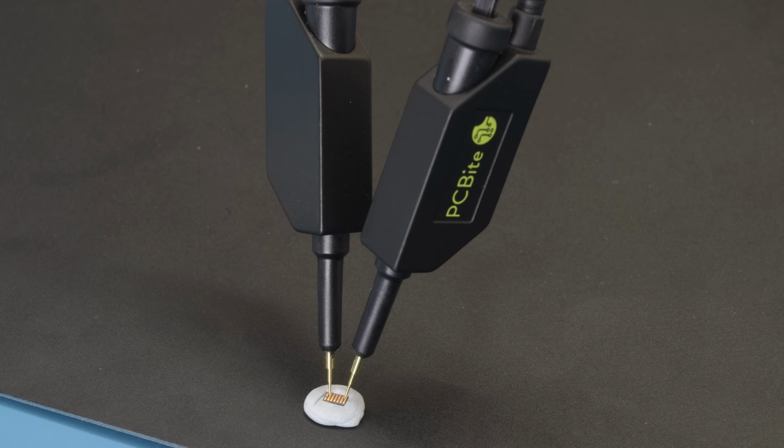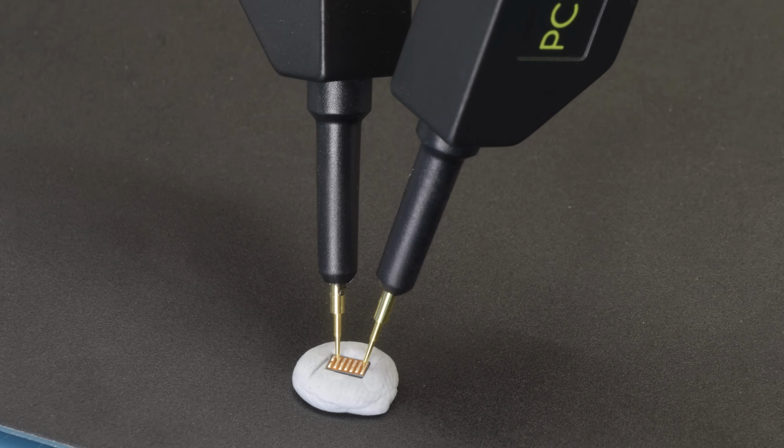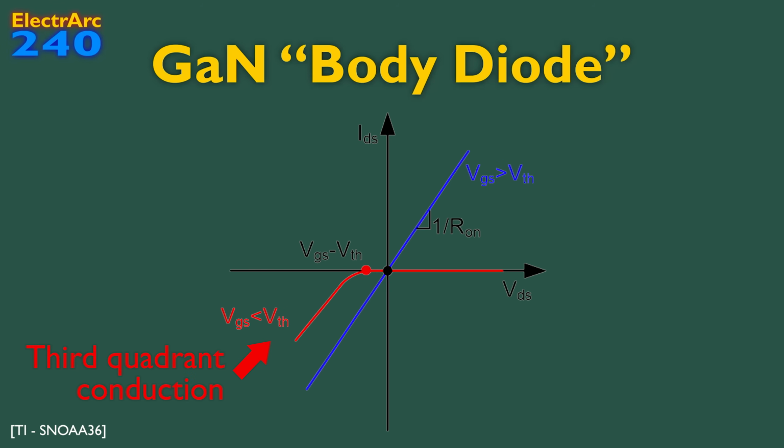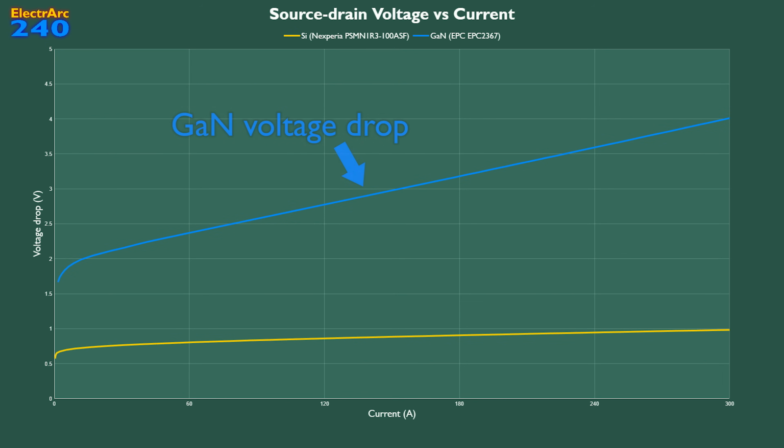Now, there's an unfortunate problem that arises with fancy gallium nitride devices, as they don't really have body diodes. I say don't really because they do have third quadrant conduction, meaning current can flow from source to drain when they're off, like in a MOSFET. But the voltage drop is large and not constant, so can't be relied on to clamp the voltage like a diode.